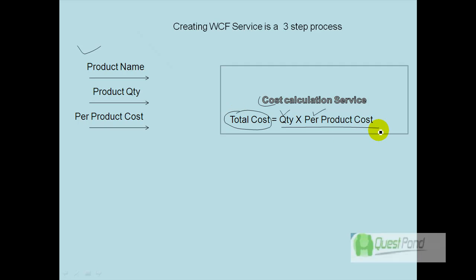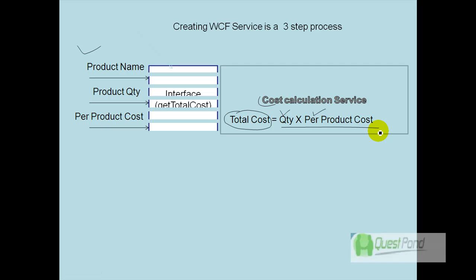So the first thing we need to do is define some kind of generalized interface, which can help us communicate this data to the service. It will help us not only communicate input data but also get the output of total cost. So what I've done is that we are going to define an interface with the name get total cost. If I want to get the total cost, I will just say, hey service, give me get total cost for this product name, for this quantity, and for this cost, right? So let's open our Express Edition software and let's create this WCF service.